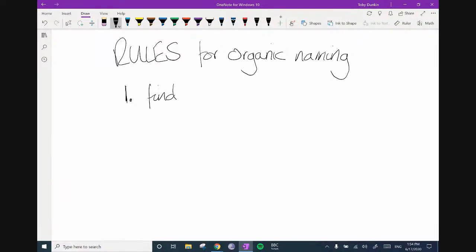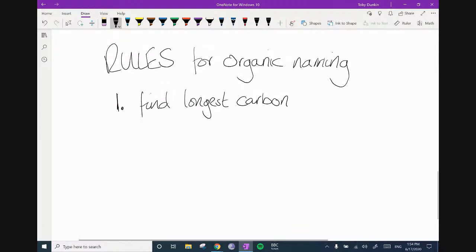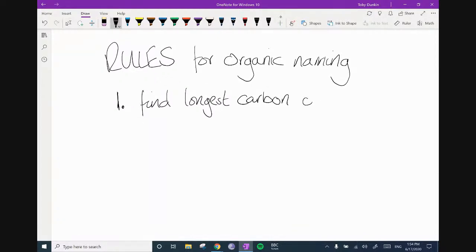Find longest carbon chain. Oh, she is still here. That's really cool. Okay, Ashley, this is going to be really interesting for you to see both lessons, see how different they are. Find longest carbon chain.